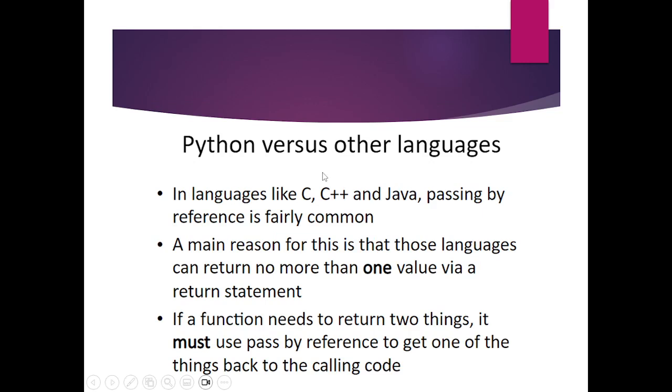Then, Python versus other languages. In languages like C, C++, and Java, passing by reference is fairly common. We use passing by reference mostly in these three programming languages. A main reason for this is that those languages can return no more than one value via a return statement. So if a function needs to return two things, it must use pass by reference to get one of the things back to the calling code.